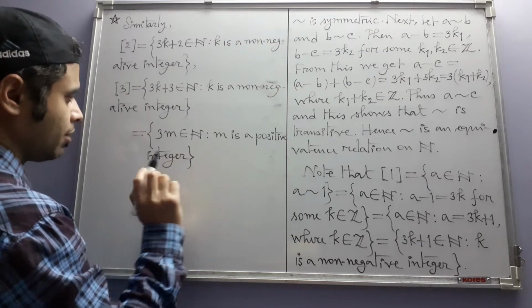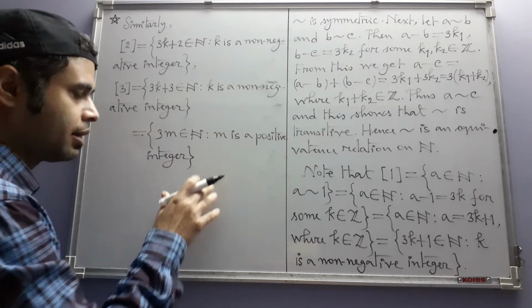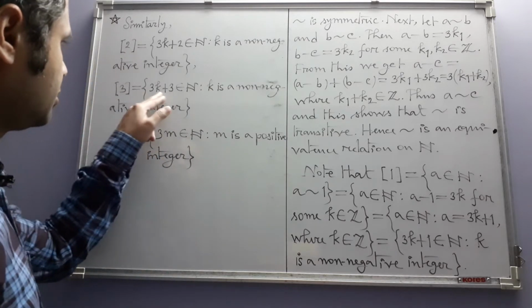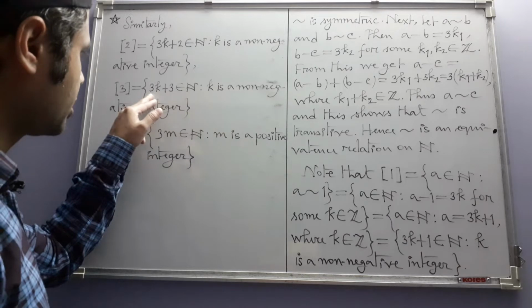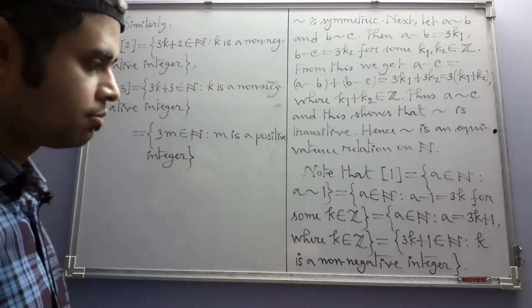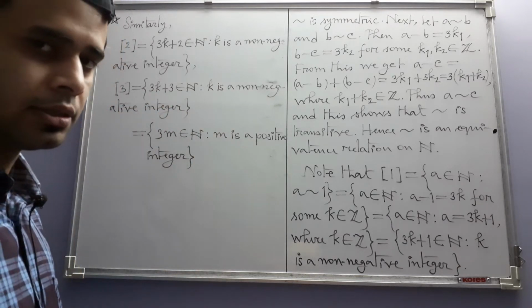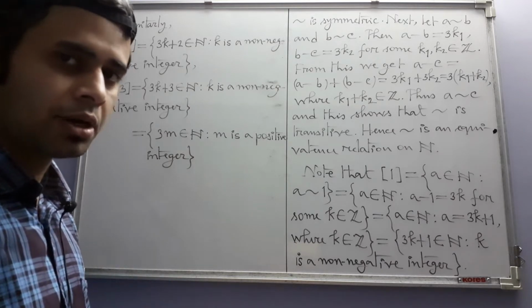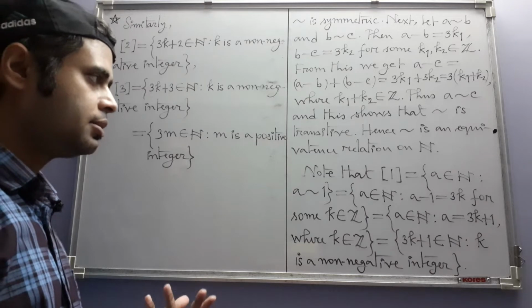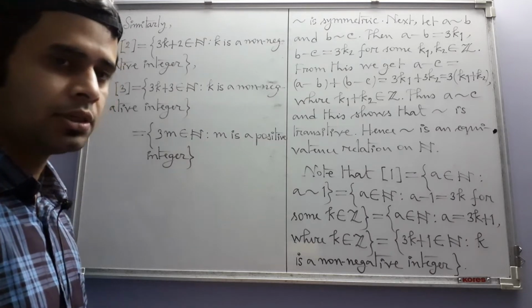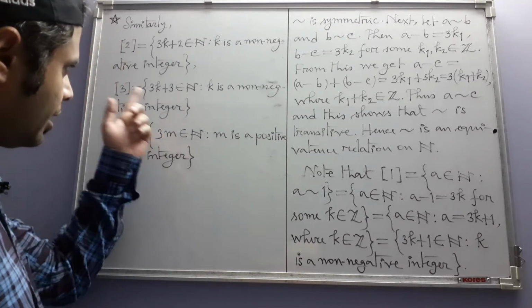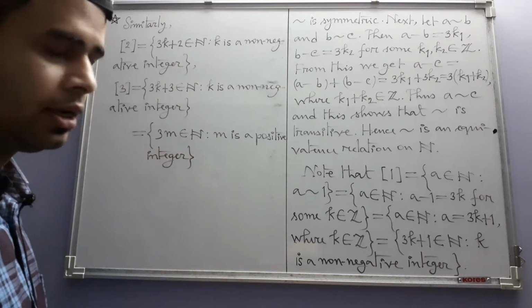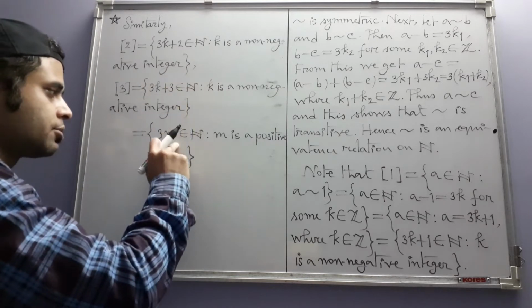Do you see why this set and this set are the same thing? You take any element in this set, it looks like 3k plus 3, where k is any non-negative integer. That means that 3k plus 3 is actually 3 times k plus 1. Now because k is non-negative, k plus 1 is a positive integer. So that means that 3 times k plus 1 is of the form 3m. So that element belongs to this.